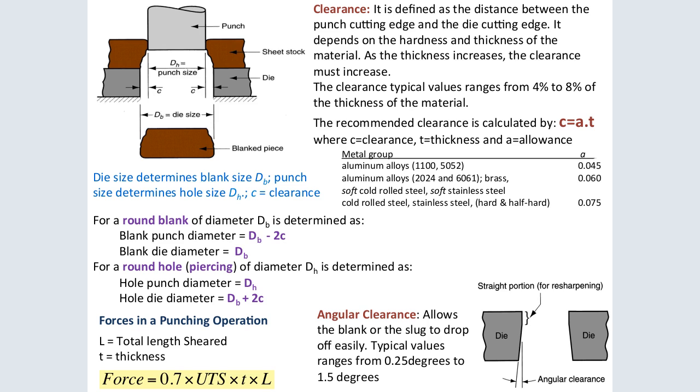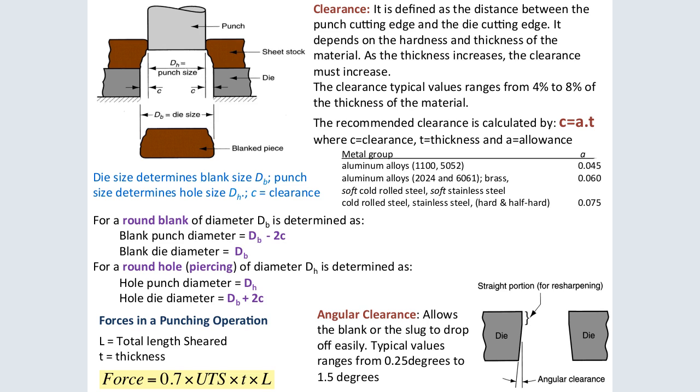So it depends on the hardness and the thickness of the material. As the thickness increases, the clearance must also increase. So the clearance typically values ranges from 4% to 8% of the thickness of the material. The recommended clearance is calculated where C is the clearance, T is the thickness, and A is the alloy. And then the metal group now.